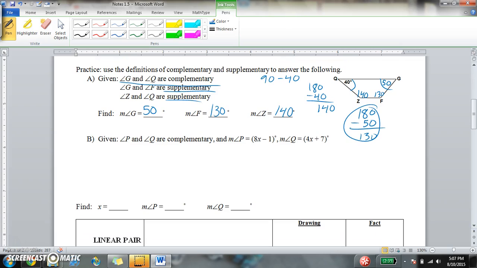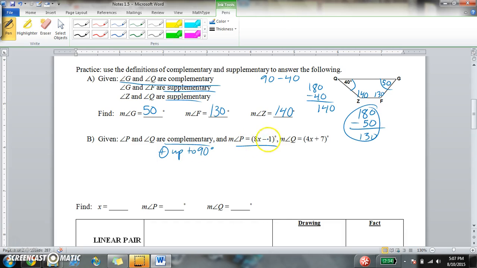Next example doesn't give us a picture. We're going to be incorporating algebra, which is what we're going to do a lot when we learn a new concept. We'll learn the geometry concept, and then we'll throw some algebra in there as well. So P and Q are complementary. Automatically, when you see that word, you should think add up to 90 degrees.